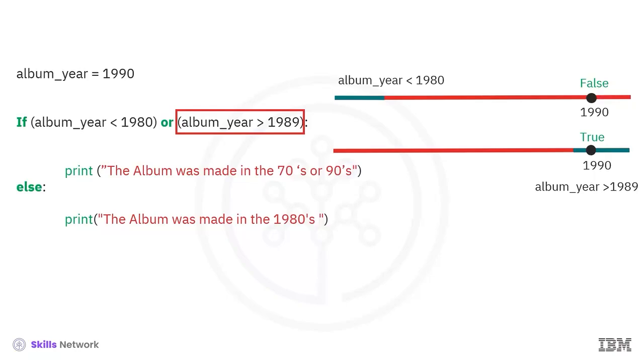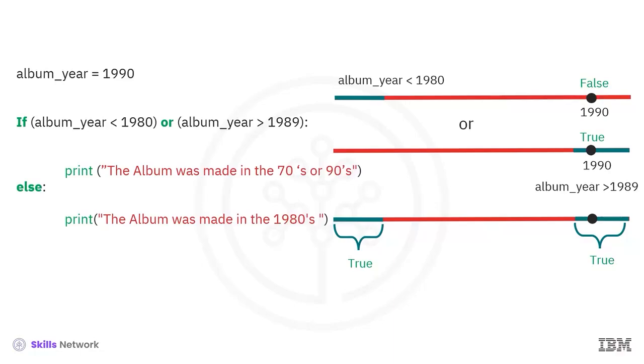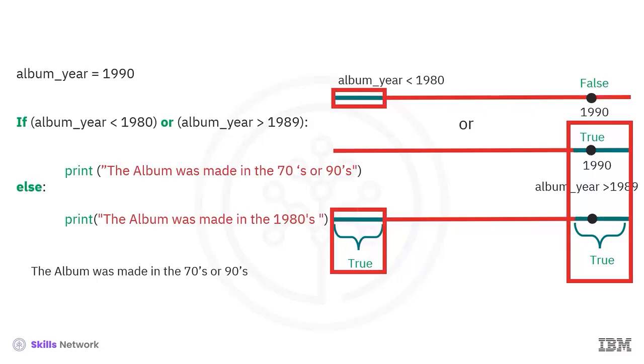We can verify by examining the corresponding second number line. In the final number line, the green region indicates where the area is true. This region corresponds to where at least one statement is true. We see that 1990 falls in the area. Therefore, we execute the statement.